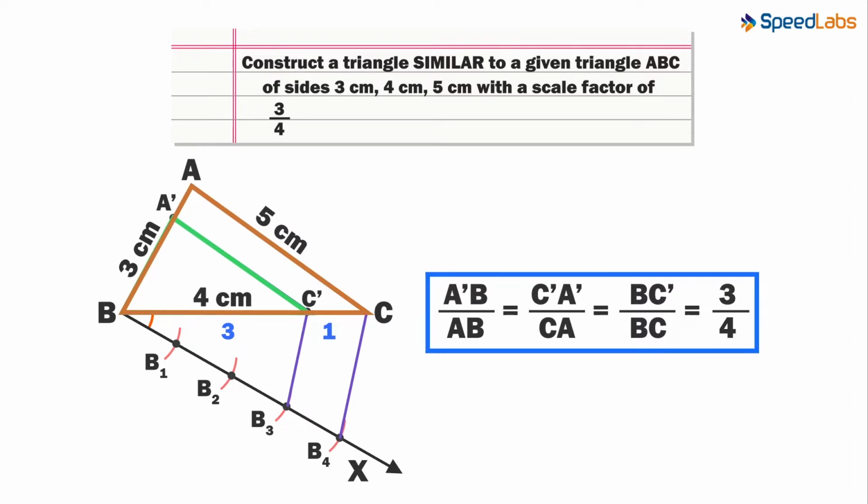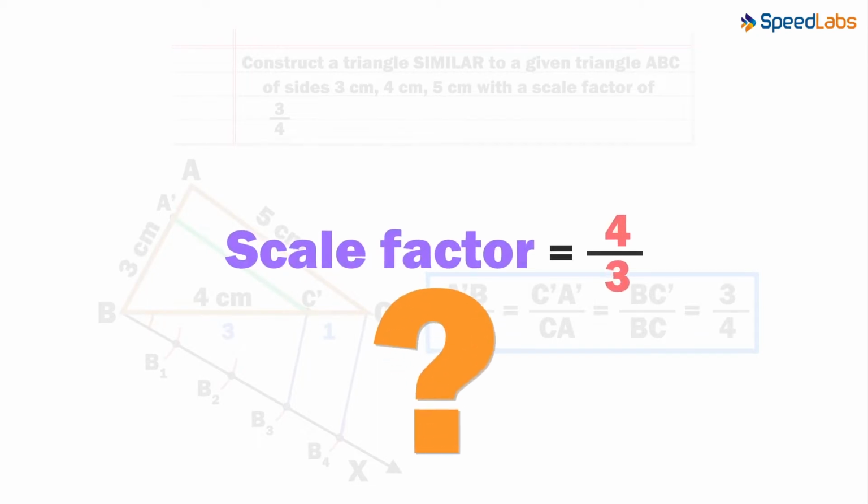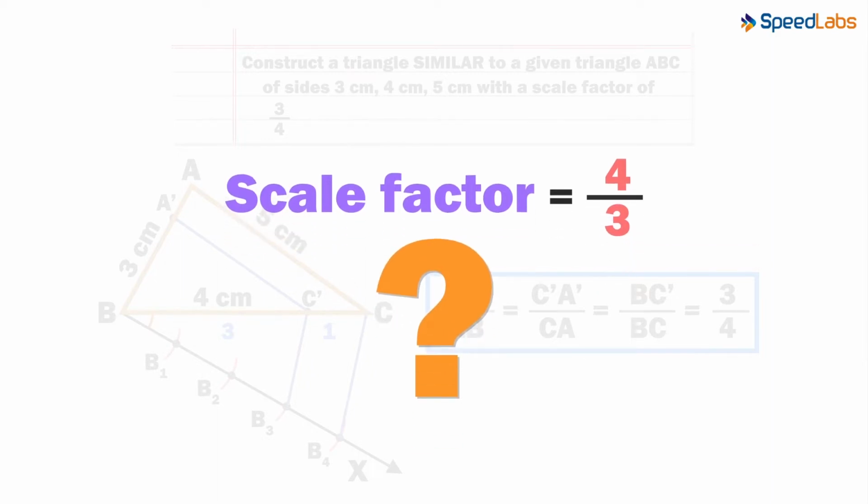But I have one interesting question for you. What if our scale factor was 4 over 3 rather than 3 over 4? How would we construct this one? What would be the changes in the construction? Tune into our next lesson to see how it's done.